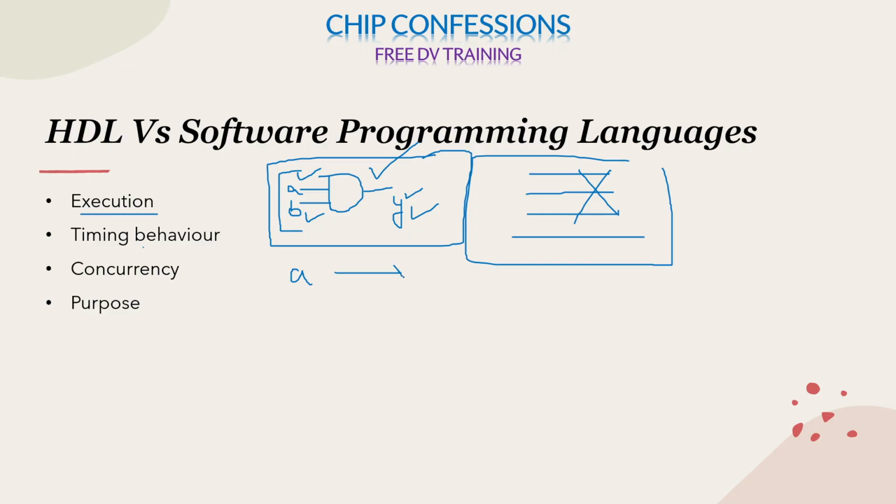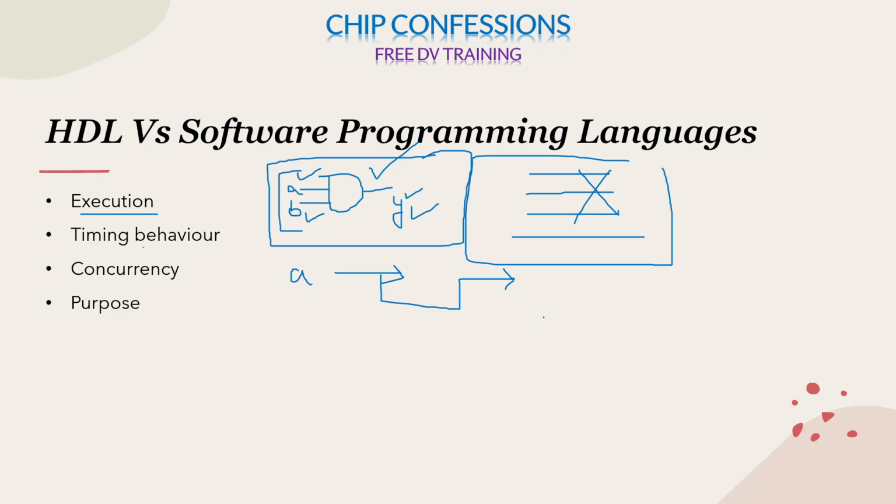Means we are giving a clock, for example, and we have thousands or millions of flip-flops. Everywhere the clock should go at a time. If the clock goes to one flip-flop first, then the next flip-flop, then the next, will it make any sense? No, right? For that, parallel execution is very much important, which can be achieved with HDL only.